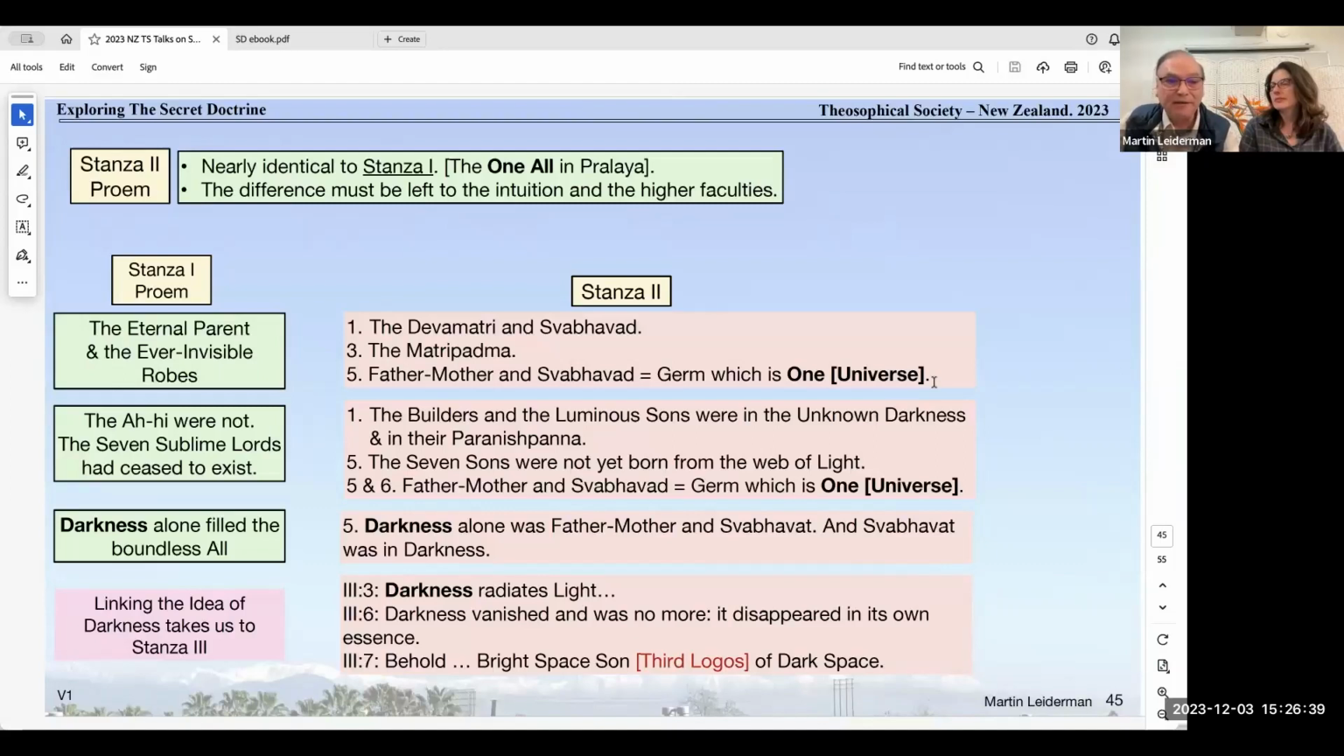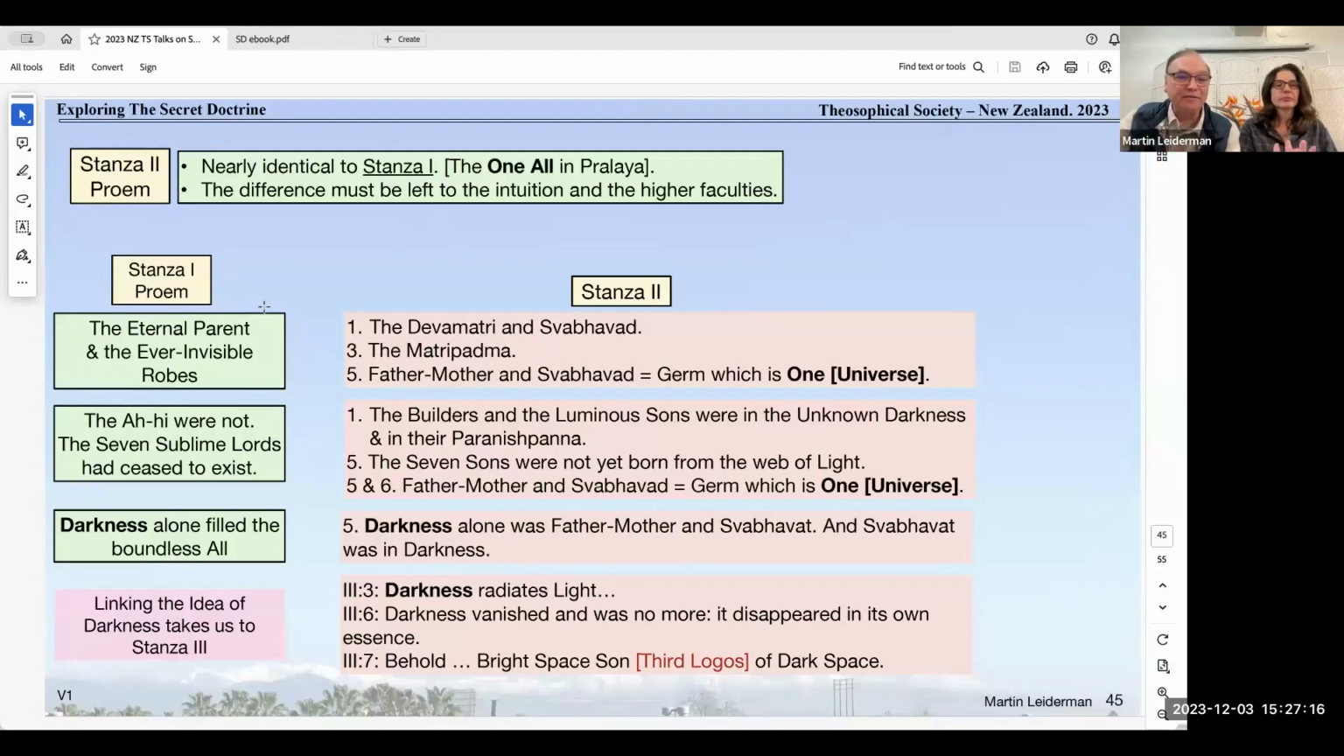So eternal parent in ever invisible robes ended up in stanza 2 as Father, Mother, and Swabhavat. So you want to find the recurrences of ideas and terms throughout the stanzas and trace their appearance. The change of vocabulary allows your intuition and the higher faculties to see the difference between how something so abstract in stanza 1 starts taking form, Father, Mother, and Swabhavat, which is a Sanskrit term that we're going to see in a minute.